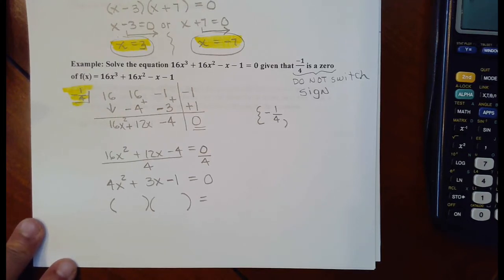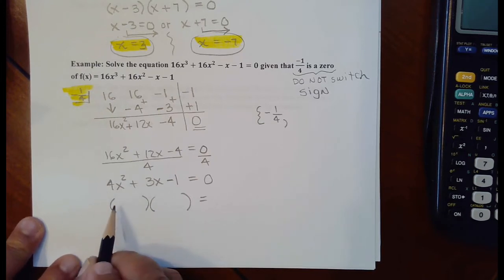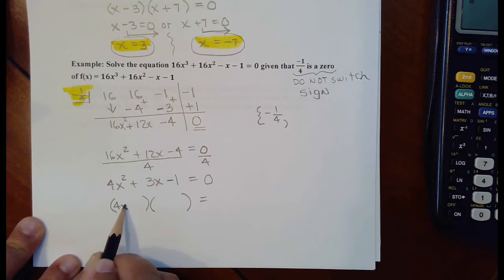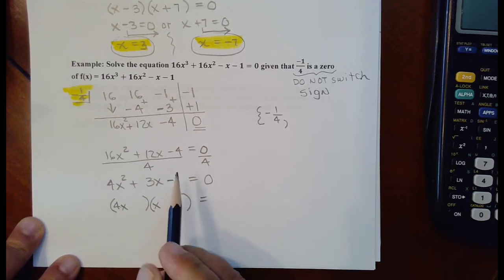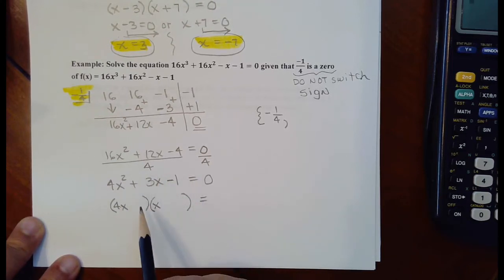4x times x is 4x squared. 4x times 1 is 4x, just to make sure we're getting that middle term, to make sure we factored right. And then negative 1 times x would give you negative 1x, and there you go, there's your 3x. And then negative 1 times negative 1 is that. So yes, we have factored properly. Now we're going to go in for the second and the third answer. One was given to us through factoring.